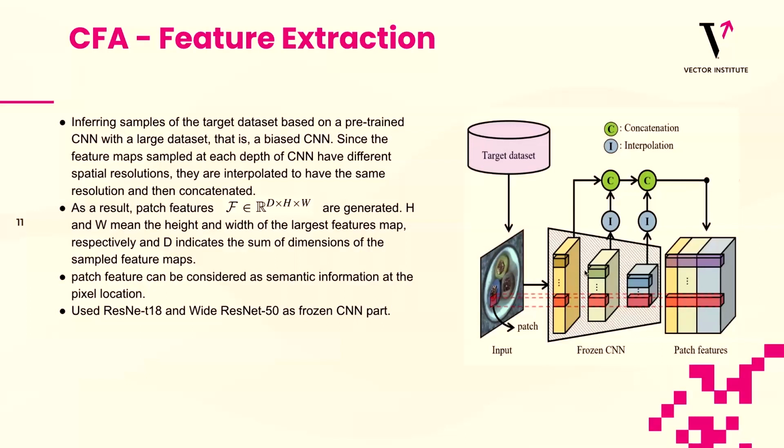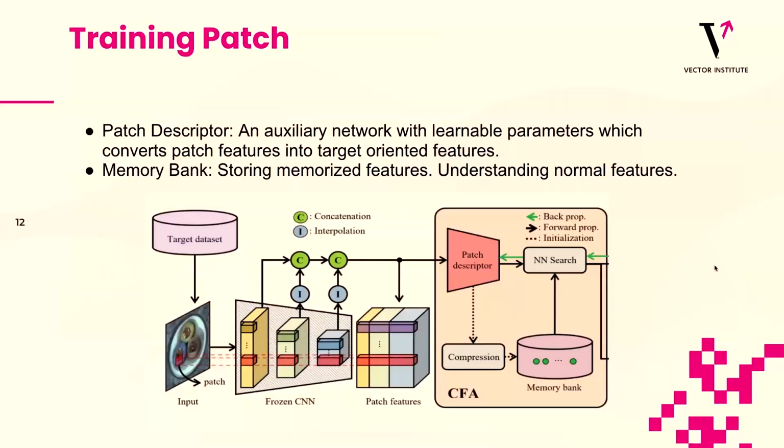And you probably know that different layers of a convolutional network have different spatial resolution. To use all the features from different layers, they first interpolate the extracted features to a fixed size, then they concatenate the features to create a patch of features. They send the patch features into a patch descriptor, an auxiliary network with learnable parameters, which tries to convert the patch features to the target-oriented features.